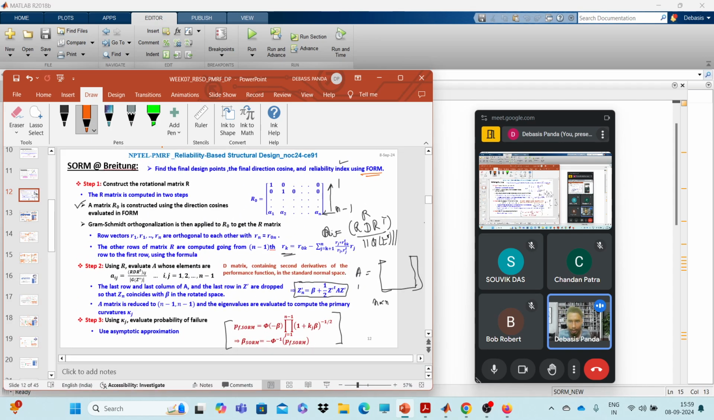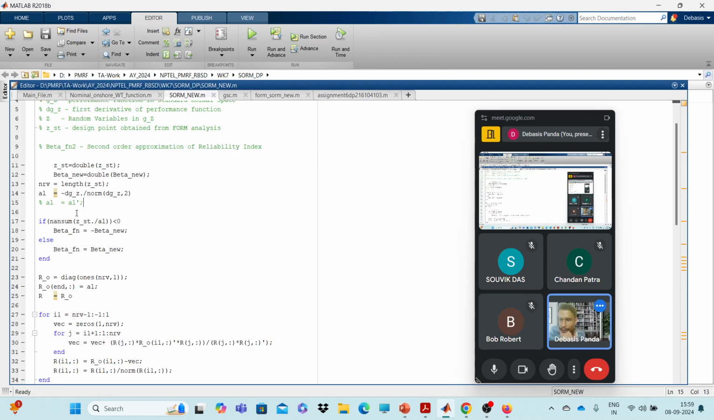Yeah. So the first part is done. We have the final beta and final alpha from the code, and we have fed them in. Now what do we need to do? We need to construct the R naught matrix. And what was the property of the R naught matrix? The last row of this matrix will contain the final direction cosines, and the diagonal terms will be 1, the remaining 0. So precisely that is done here.